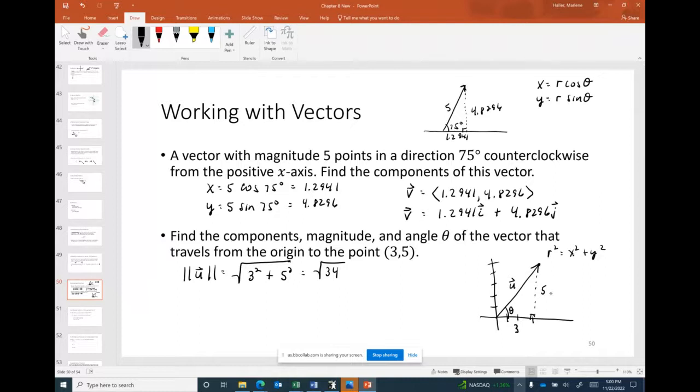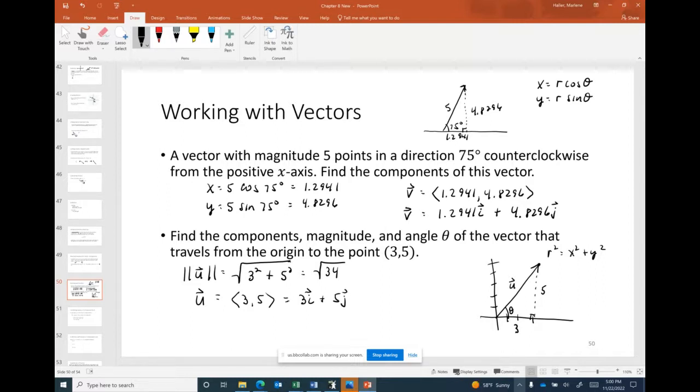What else? Oh, the components. Well, we've got the components there, 3 and 5. Let's write it in component form. I could say this vector is <3, 5>, or if I did it in terms of unit vectors, it would be 3i plus 5j.